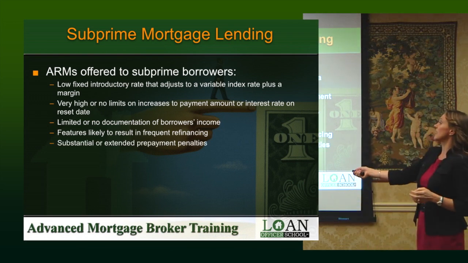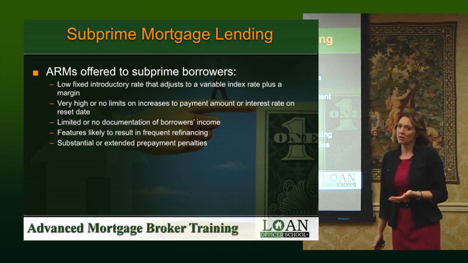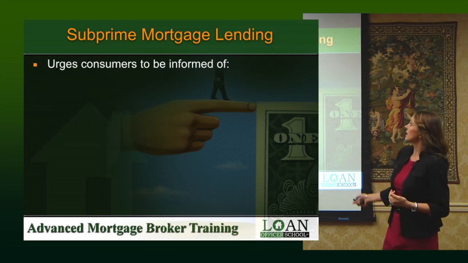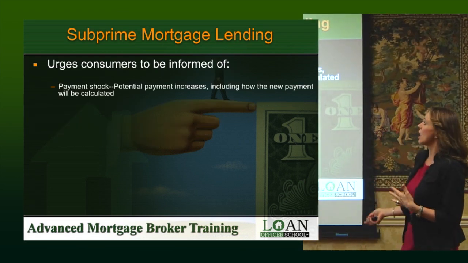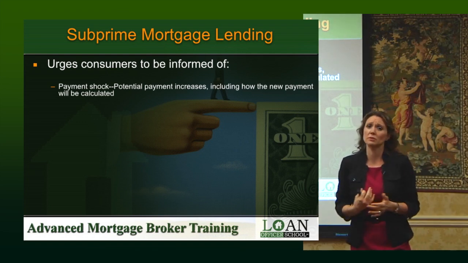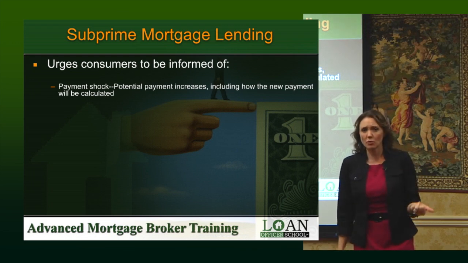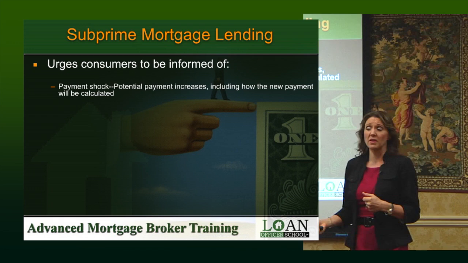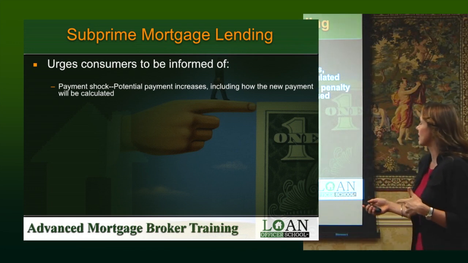All right, substantial or extended prepayment penalties. That was a very big common characteristic in the subprime industry. All right, mortgage lending again urges customers to be aware of payment shock. When the rate changes, will you be able to afford the payment? Yes, it's 2, 3, 5 years down the road. Use some common sense and look at that payment and decide if you think you're going to be comfortable with it when it occurs, barring any craziness, like you didn't lose your job or anything like that.